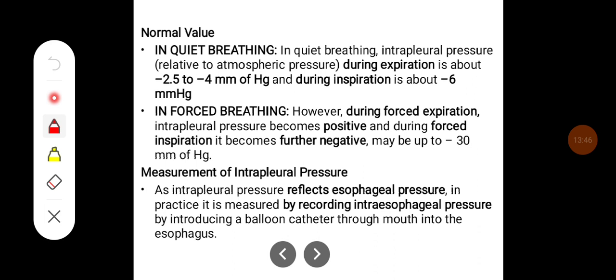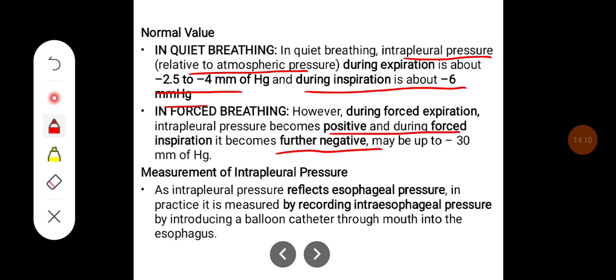In quiet breathing, the intrapleural pressure relative to atmospheric pressure during expiration is about minus 2.5 to minus 4 mm of Hg, and during inspiration it is about minus 6 mm of Hg. In forced breathing, however, during forced expiration, intrapleural pressure becomes positive, and during forced inspiration, it becomes further negative. It may go up to minus 30 mm of Hg.